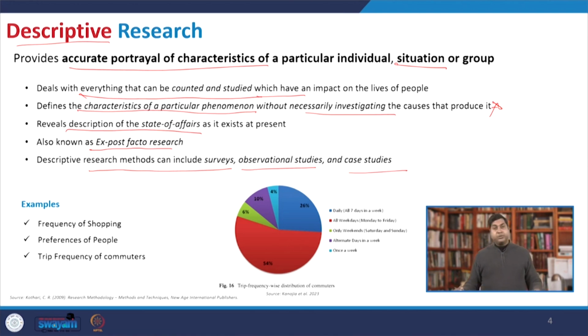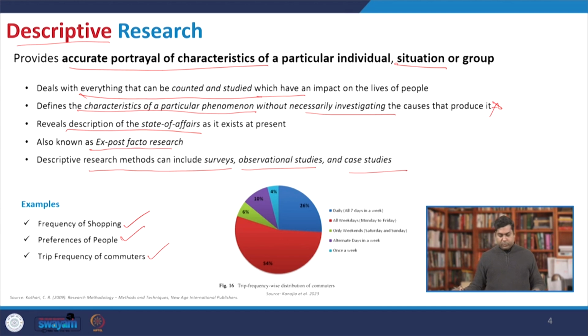And it can also be through case studies, because sometimes you have multiple such studies already done, and then you just compare and showcase something on that. So for example, frequency of shopping, preference of people, trip frequency of commuters. This is from one of our papers, which depicts the trip frequency wise distribution of commuters, and it is in the Delhi area.